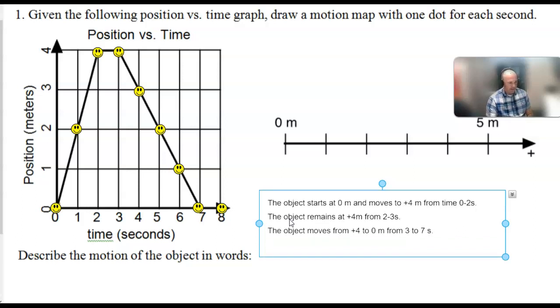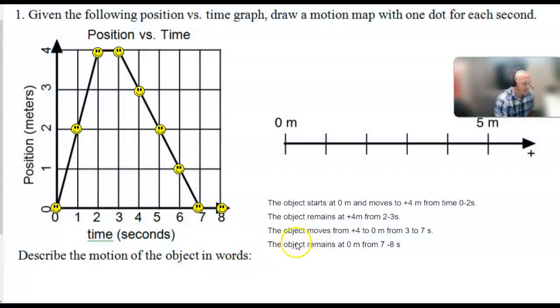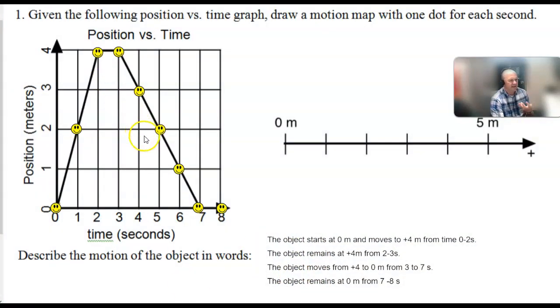And then finally, the object is stopped and remains at 0 meters from 7 to 8, not 9, 8 seconds. So all I'm doing is representing this motion that I see displayed on this graph in words. And I think a lot of people find that helpful to get a better understanding. If you just look at it as a graph, that sometimes confuses people, but if you think about it as an object moving, then that helps out.